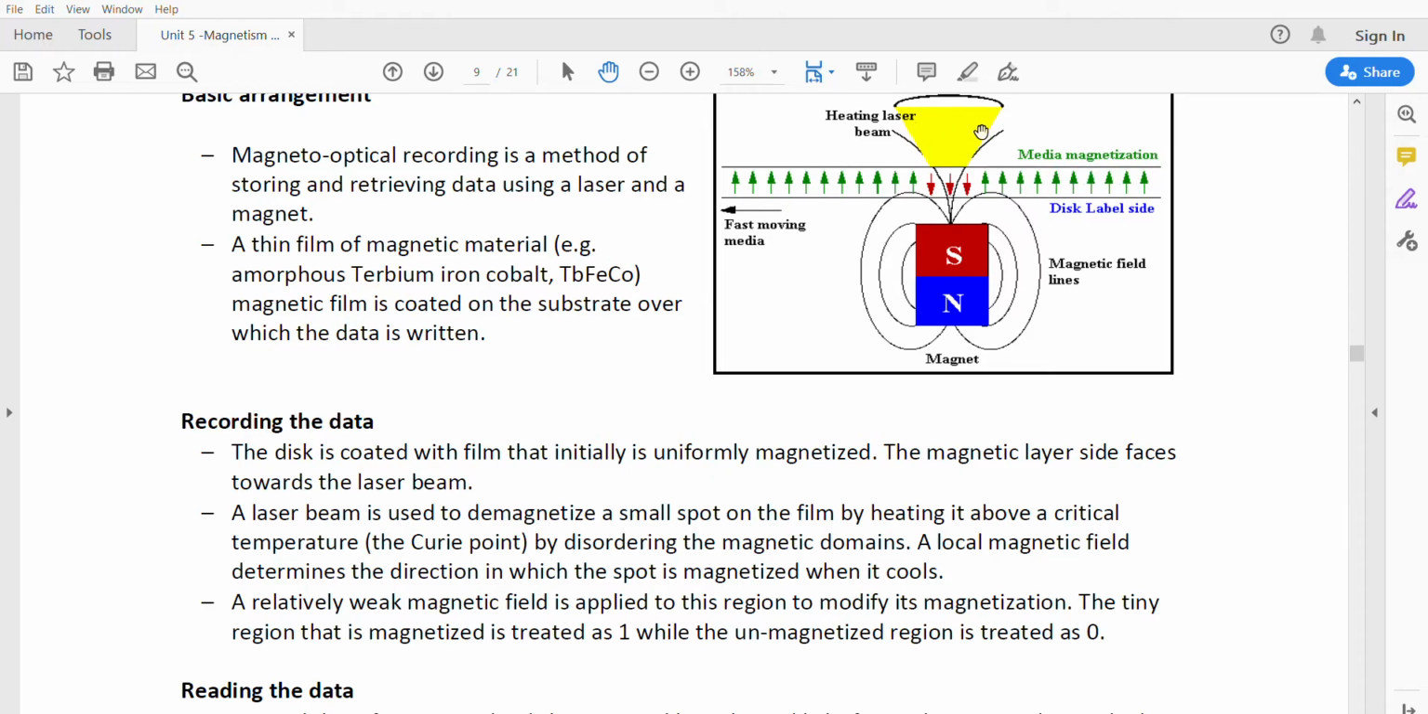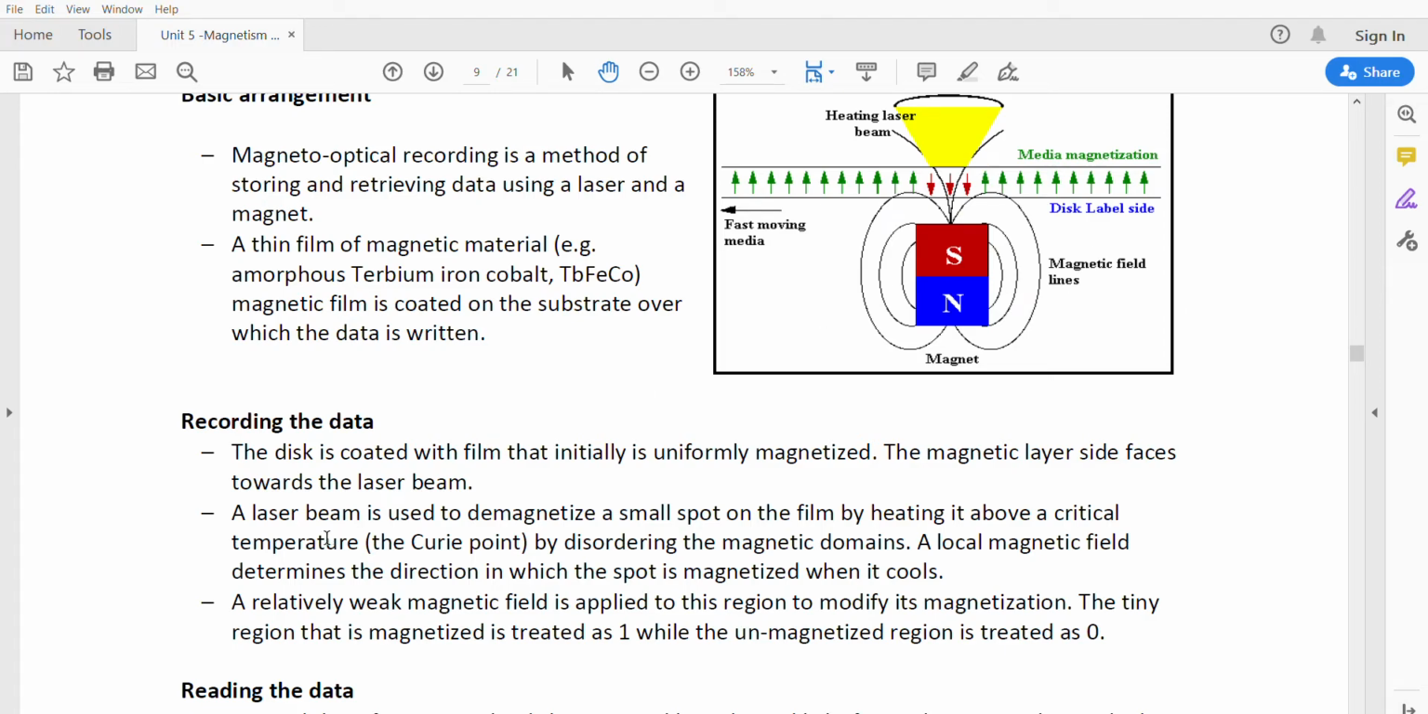Here the laser beam is used to demagnetize a certain part of the storage medium by heating. By heating the particular part of this storage medium, it goes above the critical temperature and will automatically demagnetize itself, and the storage medium behaves like magnetized portions and demagnetized portions. Then the data is transferred into zeros and ones.